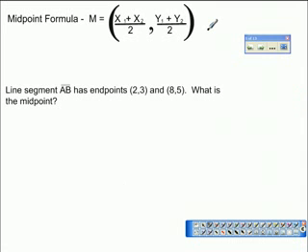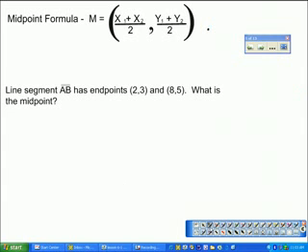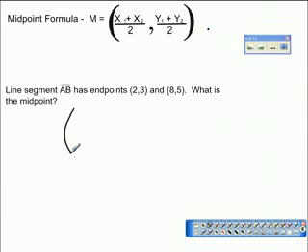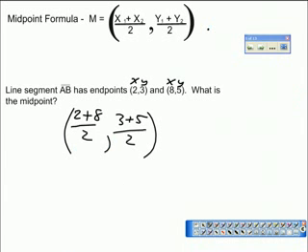So if line segment AB has endpoints 2, 3, and 8, 5, what is the midpoint? I put it into parentheses automatically. Here's my X, here's my Y, here's my X, here's my Y. Notice I'm labeling them. That might help in the beginning if you do that. 2 plus 8 divided by 2, and 3 plus 5 divided by 2. The order here does not matter because you're adding, so you can add in any order.